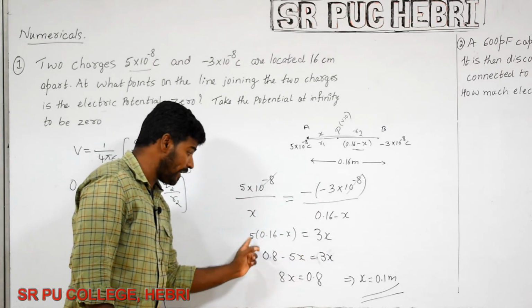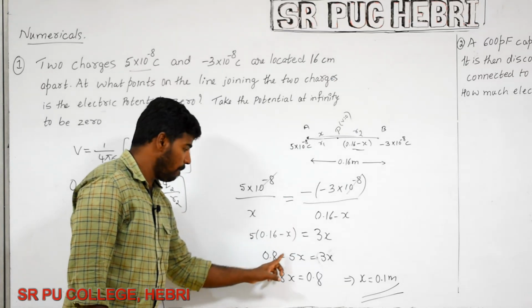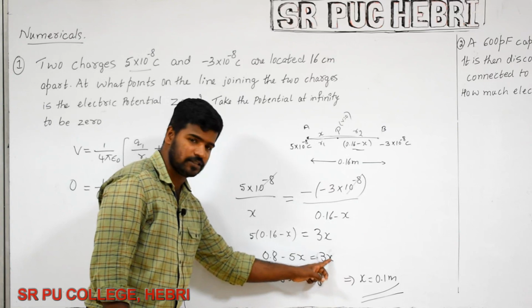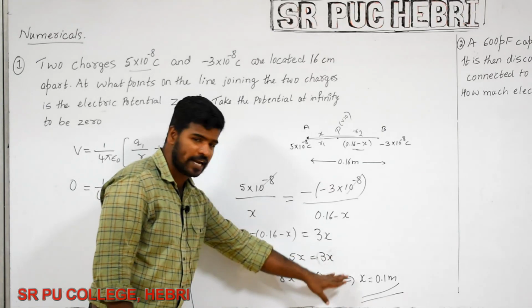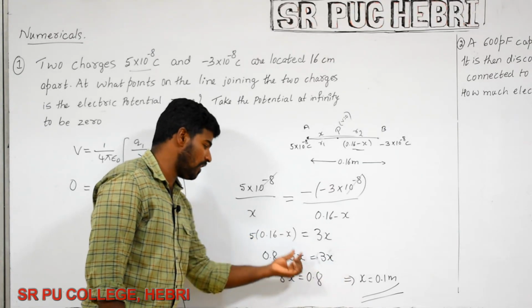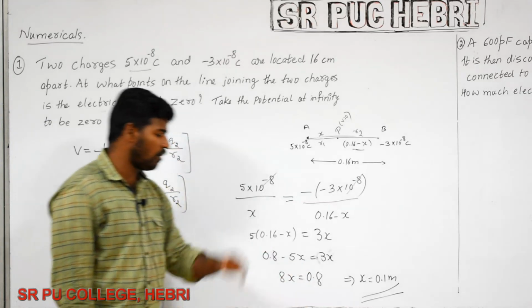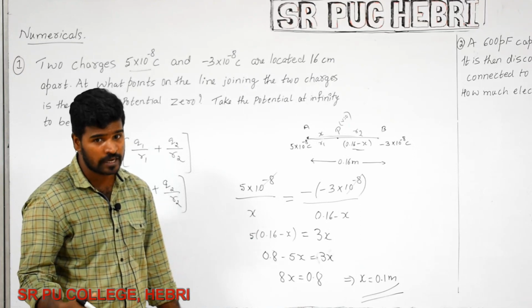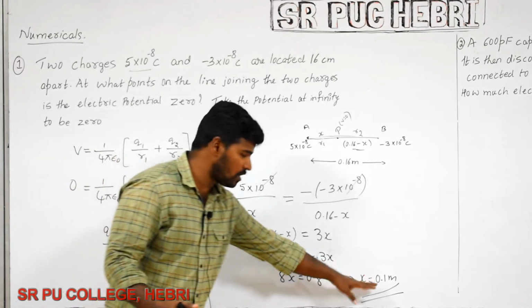Therefore 5 into 0.16 will be 0.8, minus of 5 into minus x will be minus 5x, is equal to 3x. Therefore minus 5x that we bring to the right side, what happened? 8x. Therefore 8x is equal to 0.8. Therefore x is equal to 0.1 meter. Therefore at what point the electric potential becomes 0? At the distance of 0.1 meter.